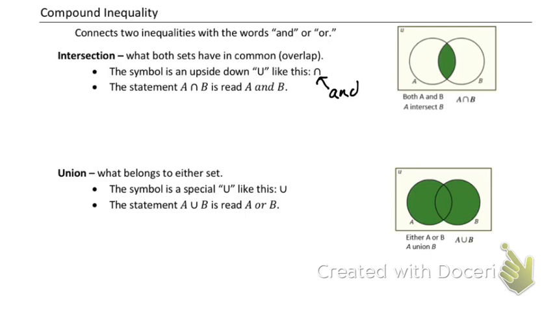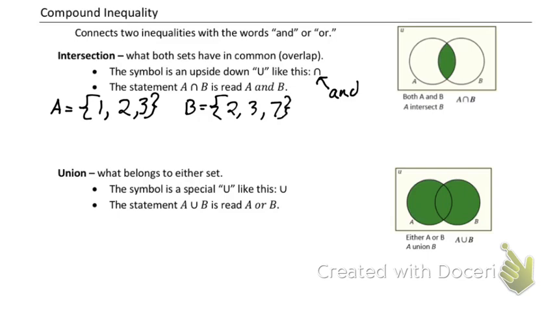Let's do an example really quick right below. Let's say set A is 1, 2, 3. All right, let's set B. We'll say B is 2, 3, and let's go crazy, and 7. Now the intersection of these two would be written as A upside down U, or and, B.